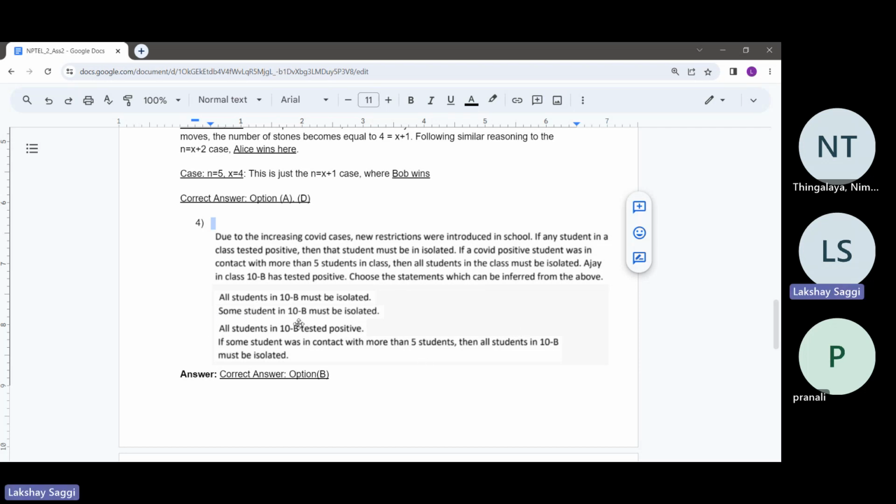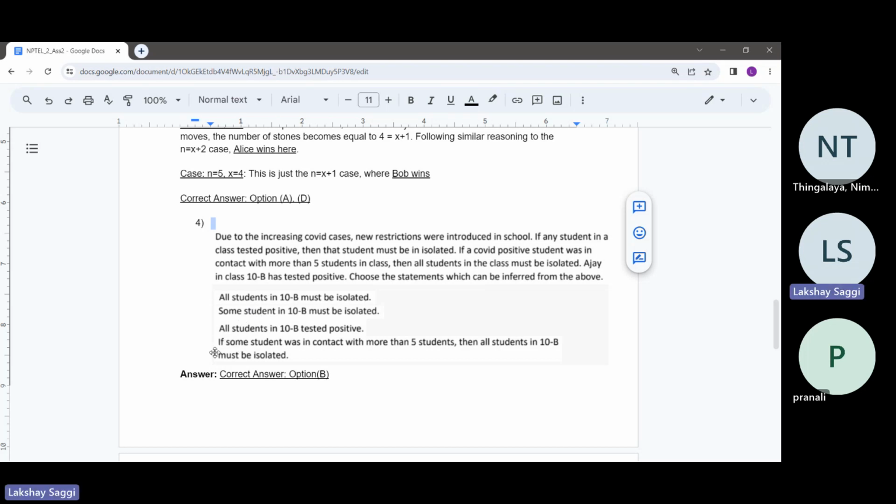Now, option D says that if some student was in contact with 5 students, then all students must be isolated. We don't know the student who was in contact. Similarly, in this statement, some student in 10B must be isolated, we don't know the student. Maybe there were 10 students who must be isolated. Maybe Raj, maybe another student, was also isolated. But we know for sure that at least Ajay was isolated. And that's why this statement was correct, because at least Ajay is isolated. Maybe there are more students who must be isolated, but at least for Ajay, this is correct.